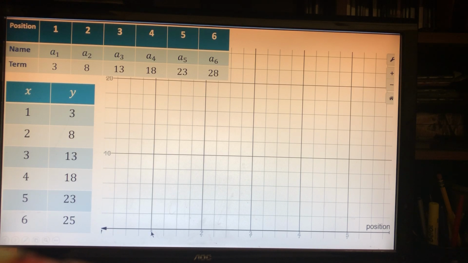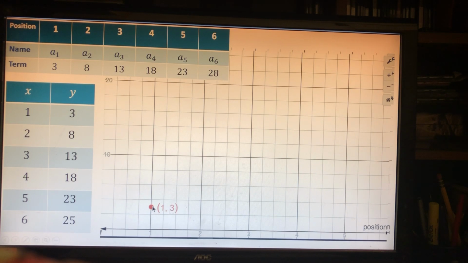And the graph is not symmetrical. I got it off Desmos. It's 1, 2, 3, 4, 5 there, and these go up in 2s, 2, 4, 6, 8, 10. So if we were going to graph our first ordered pair 1, 3, we'd go over 1 and up 3, so that'd be 2, that'd be 3 right there. And there's our first point.